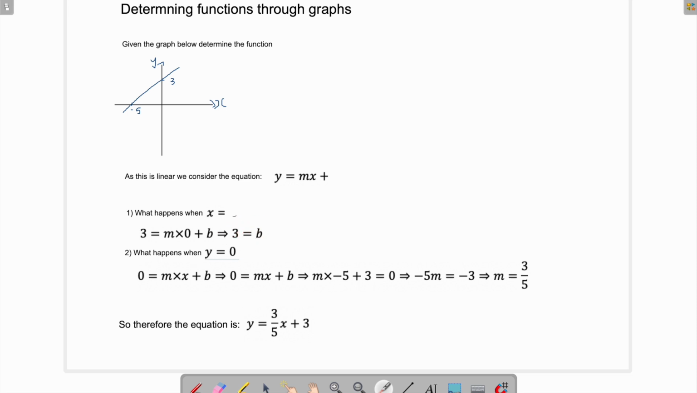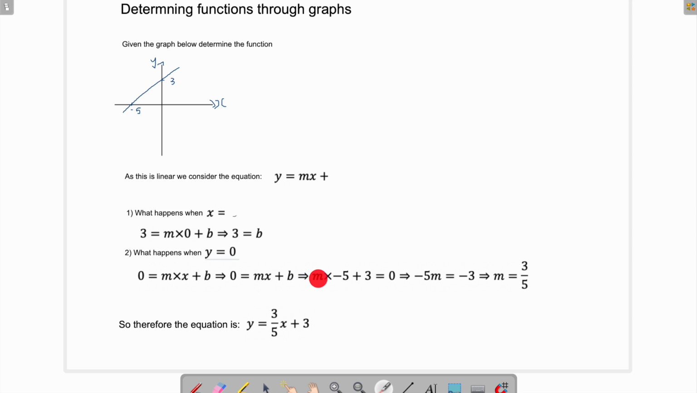The second case is what happens when y is equal to 0. When y is equal to 0, it must be on this line here, must be on the x-axis. And when it's on the x-axis, we know that x is equal to -5. So we have 0 equals mx plus b.